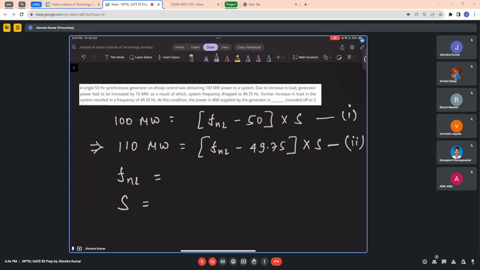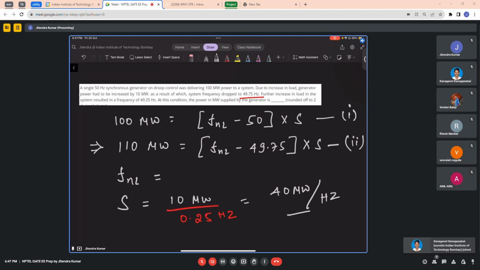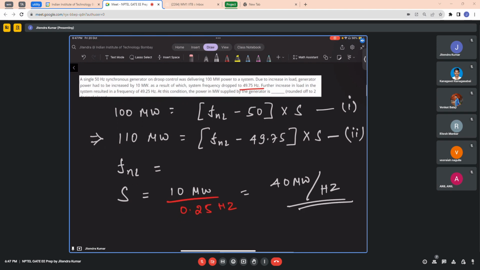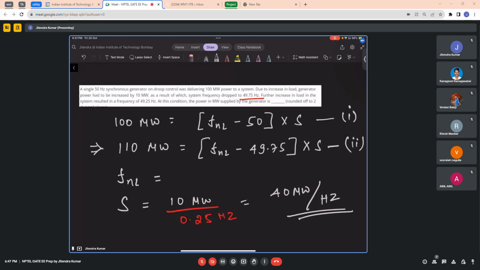Another way is finding the slope directly. By increasing 10 megawatt, the droop which we can observe directly from the question is from 50 to 49.75, so 0.25. So can we say that the slope is 40 megawatt per hertz? Yeah. And in the question it is being asked that a further increase in load resulted in 49.25 hertz.